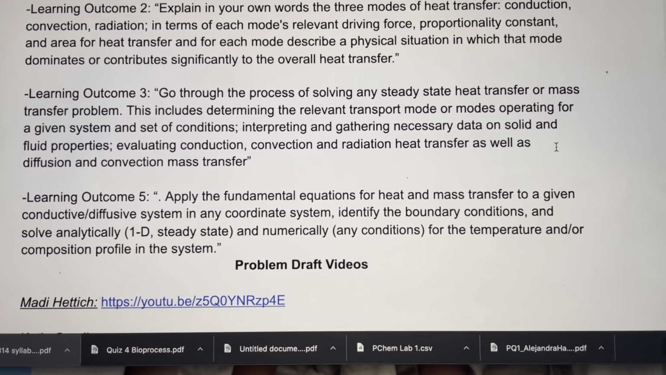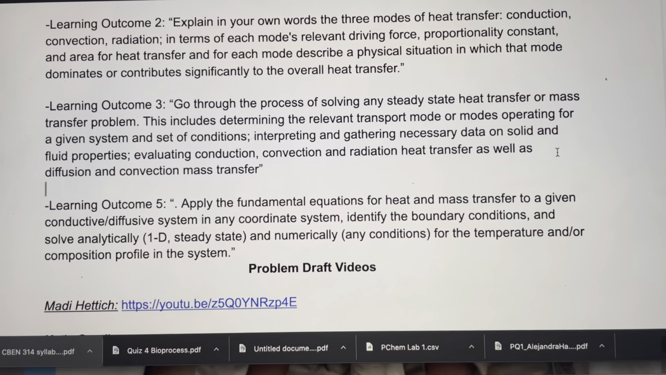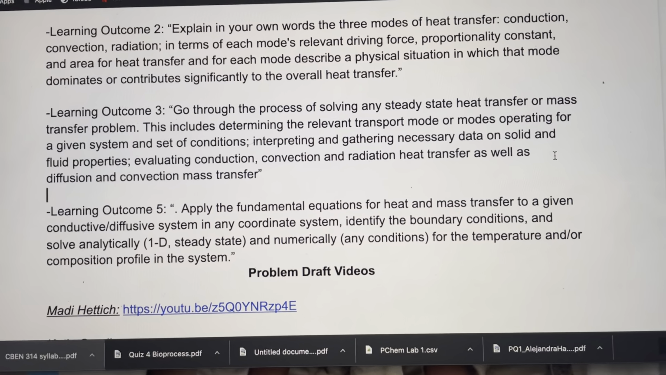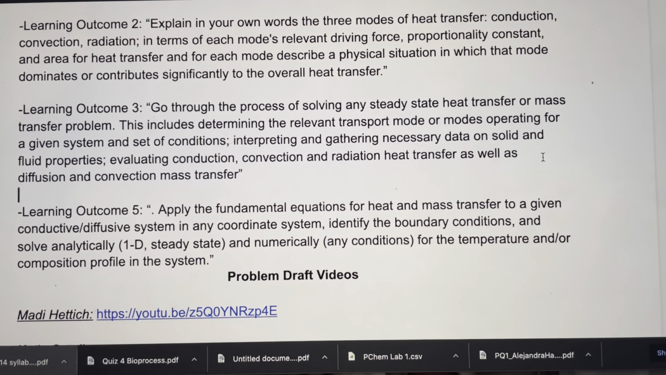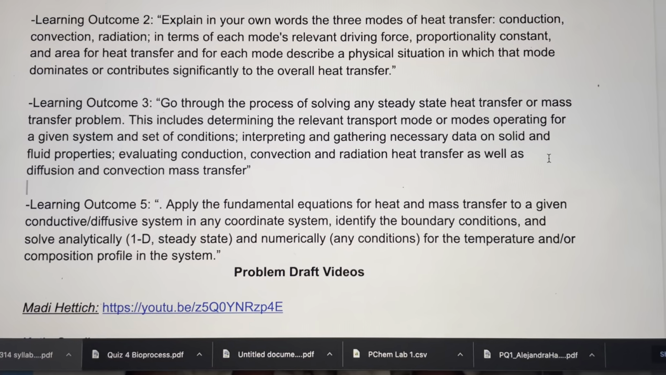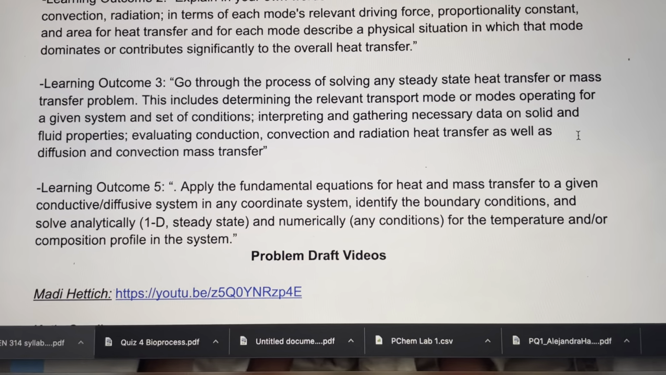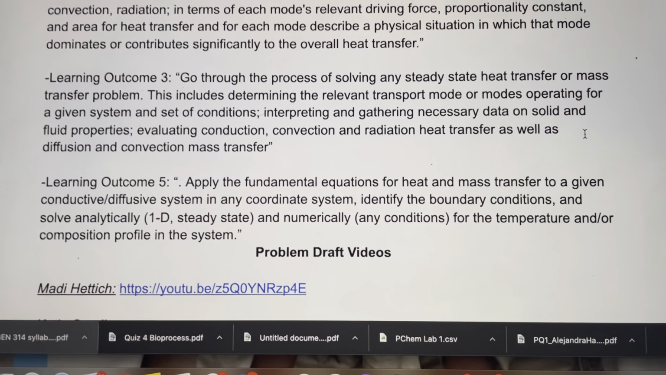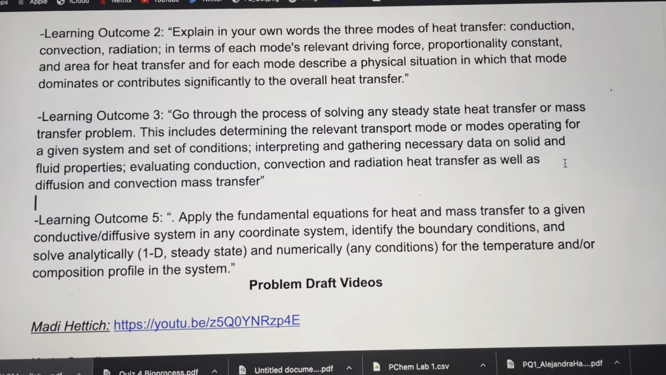And then for learning outcome 5, the fundamental equations of heat and mass transfer for a conductive system, identifying boundary conditions and solving analytically and numerically. So for these, we are solving for the temperature in a 1D system based on an equation that we derive for our heat transfer. So that is how learning outcome 5 will be isolated in this problem.